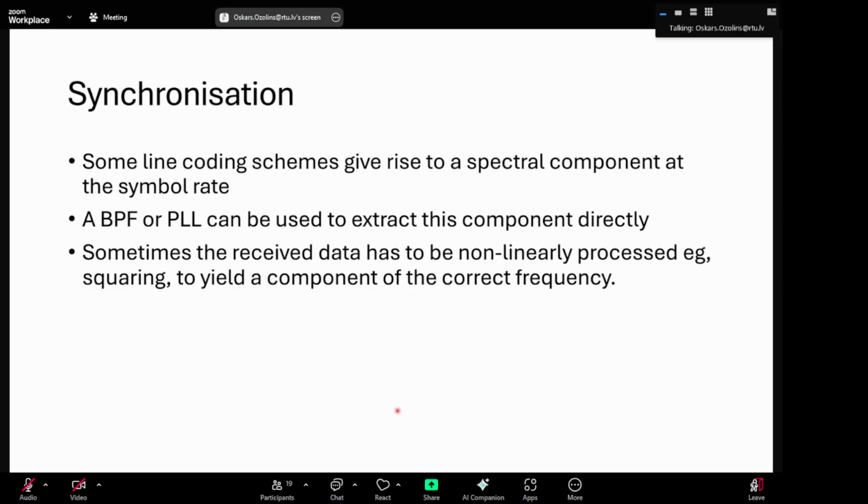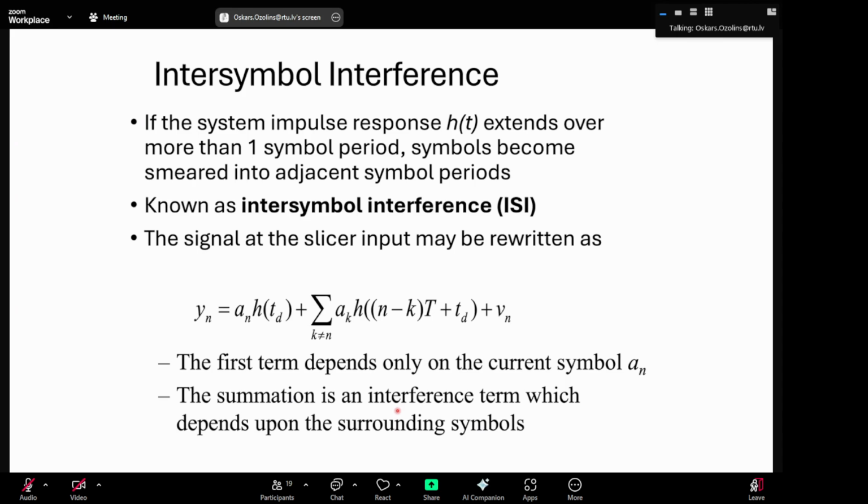And then you need to do a different processing to get this clock component out of the signal, right? So, that depends on what type of signaling, like coding or bits and zeros, you use there. And one thing that makes it harder is this intersymbol interference.